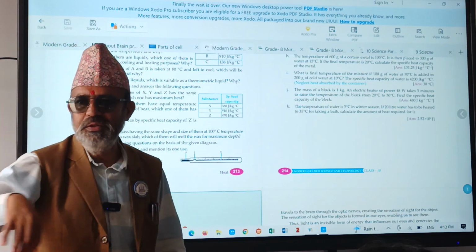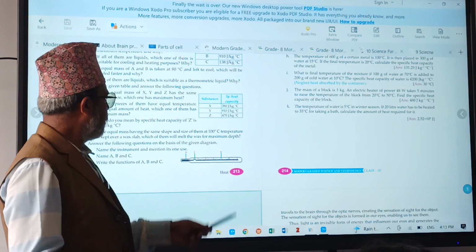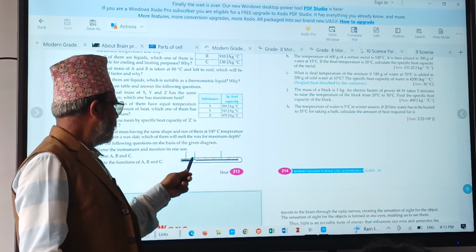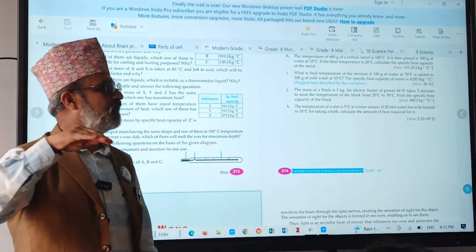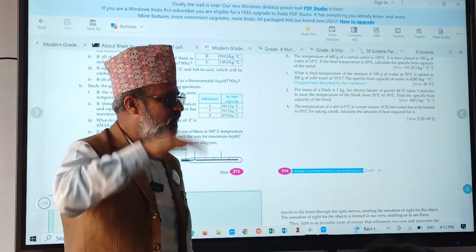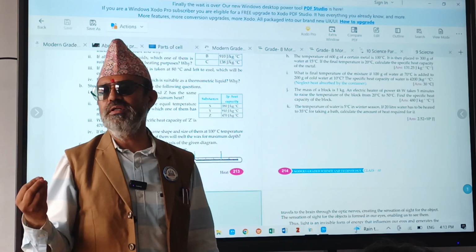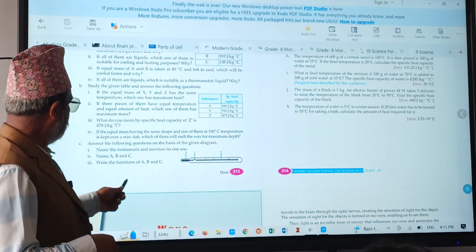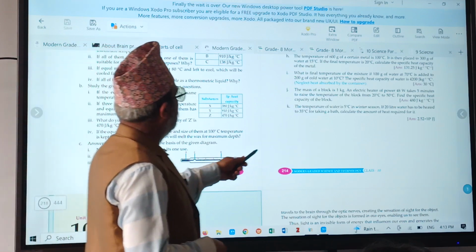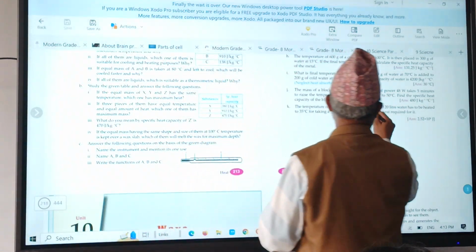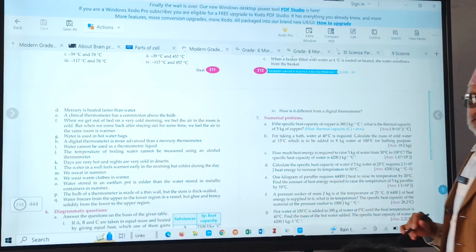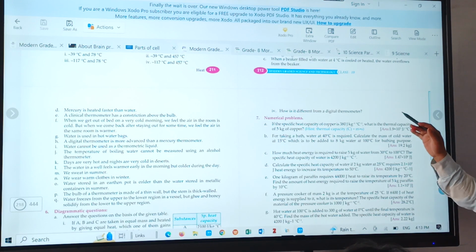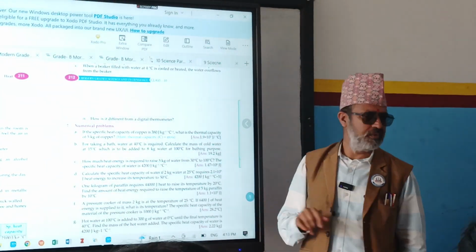But what to do? We have to jerk it. When you jerk, then with the help of force, it comes down. If no constriction is kept, then automatically the temperature reading will fall down, and we are not able to find out the correct measurement. Right? Is it okay? Now the last one. How is it different from a digital thermometer?